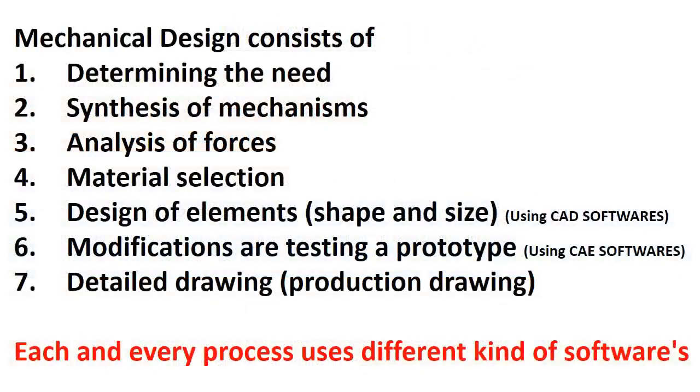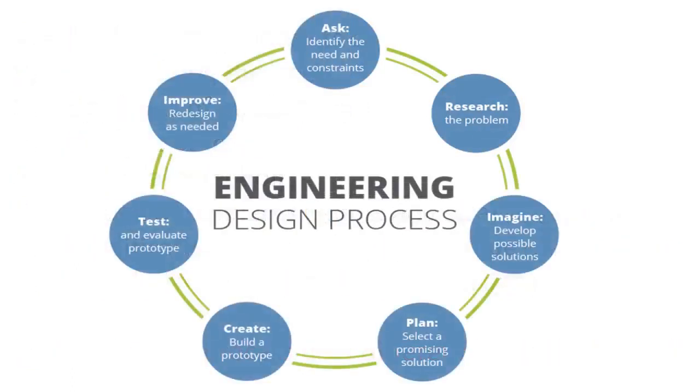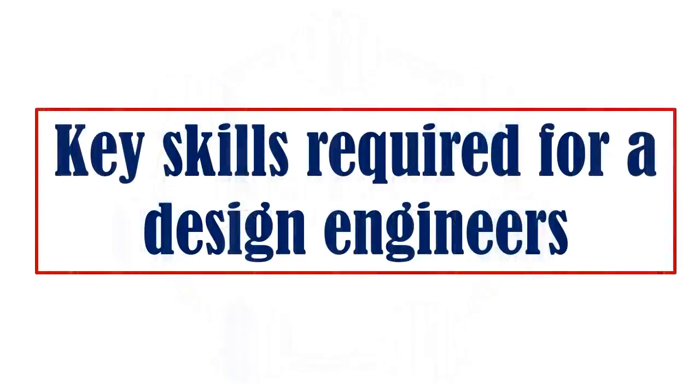Mechanical design consists of determining the need, synthesis of mechanism, analysis of forces, material selection, design of elements, shape and size, using CAD softwares, modification and testing a prototype using CAE softwares, detailed drawing, and production drawing. Nowadays, each and every process uses different kinds of softwares. We know the engineering design process: identify the needs, research the problem, imagine, plan, create and test, then improve or redesign as needed.